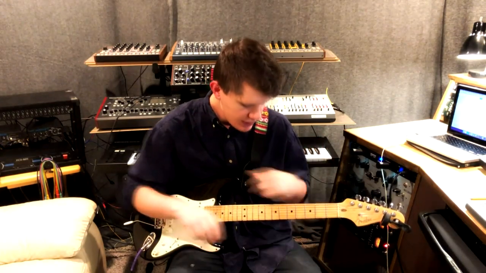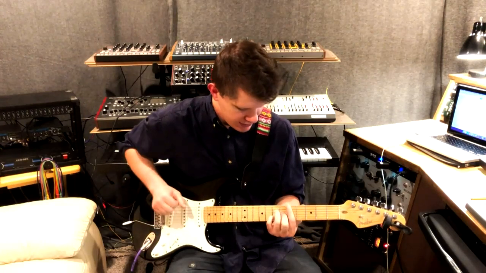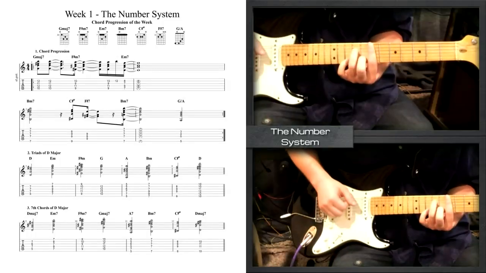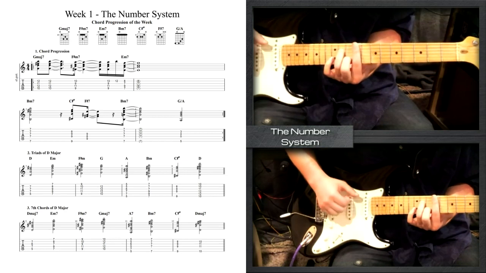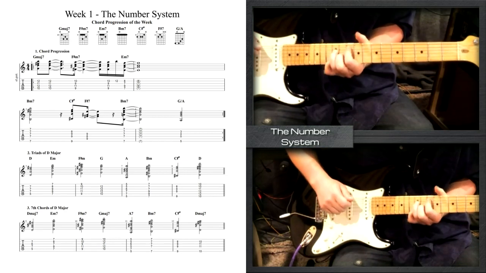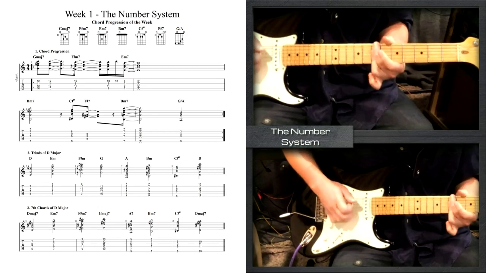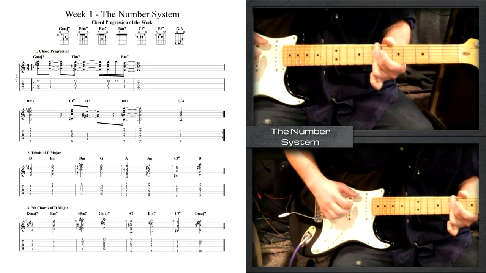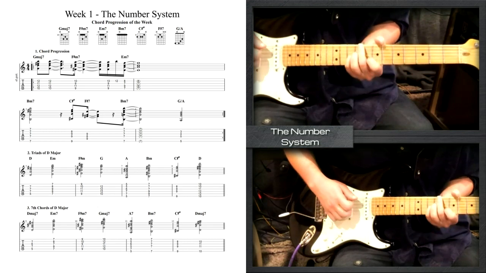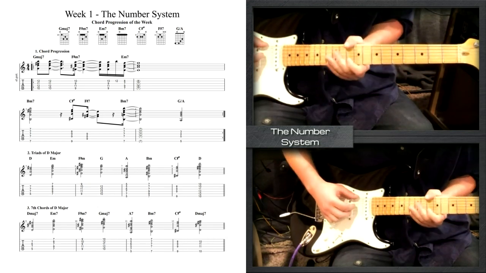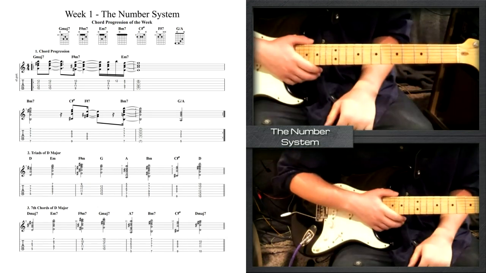So, just to go through that one more time, 1 chord is major 7, 2 chord is minor 7, 3 chord is minor 7, 4 chord is major 7, 5 chord is dominant 7, my 6th chord is minor 7, my 7th chord is half diminished, and then I'm back at my major 7 root chord.